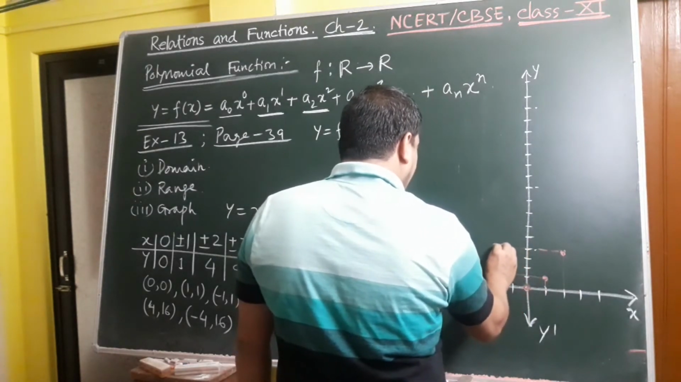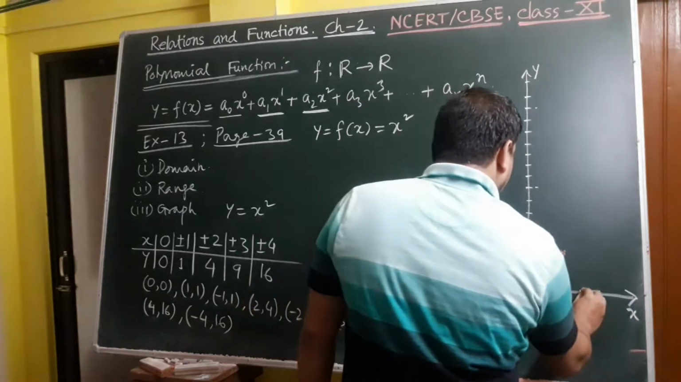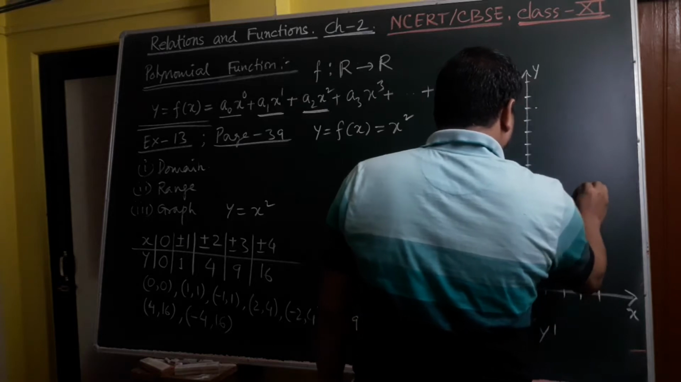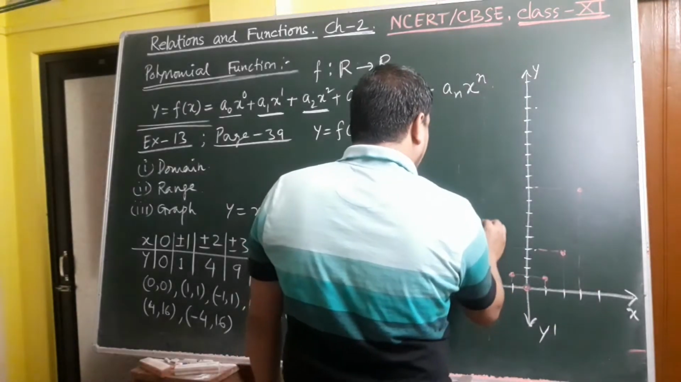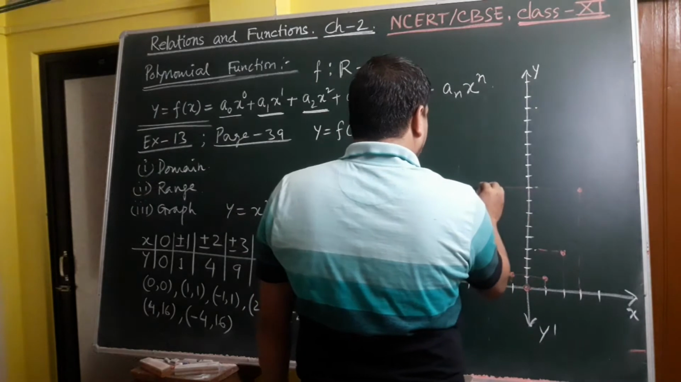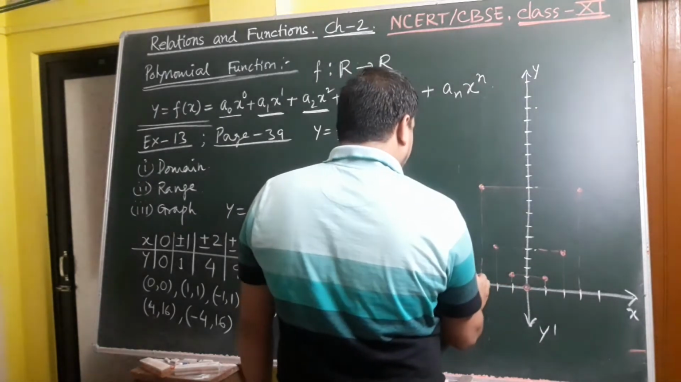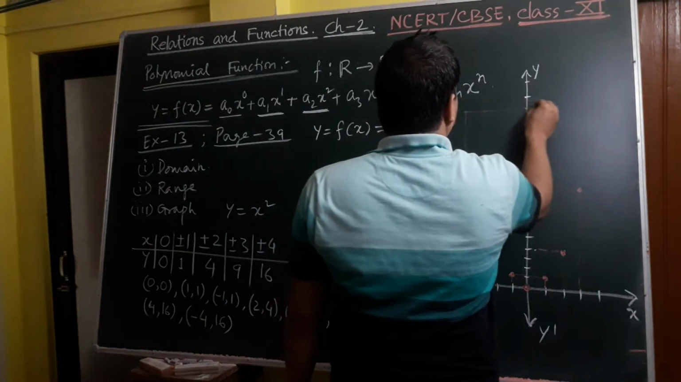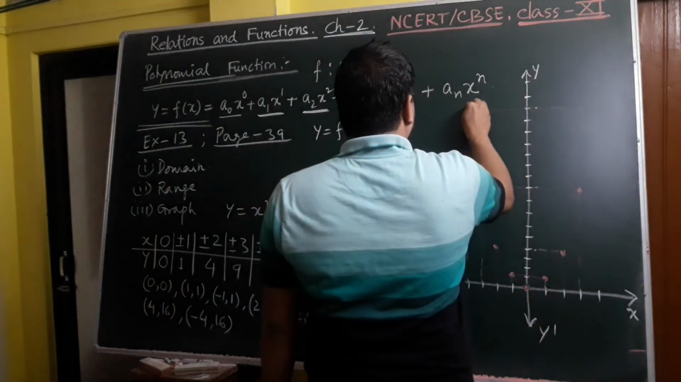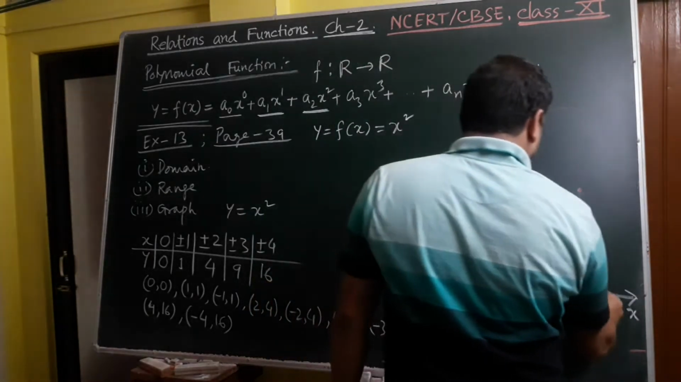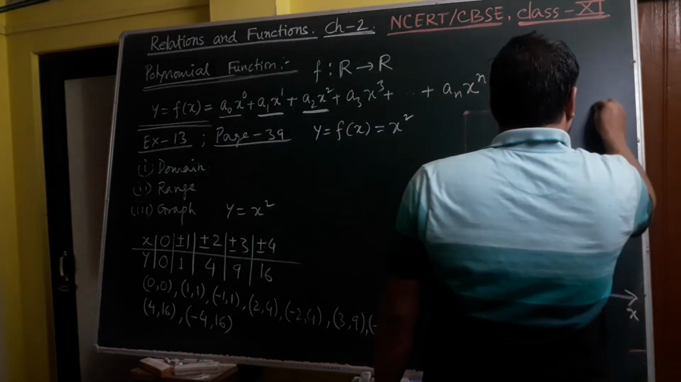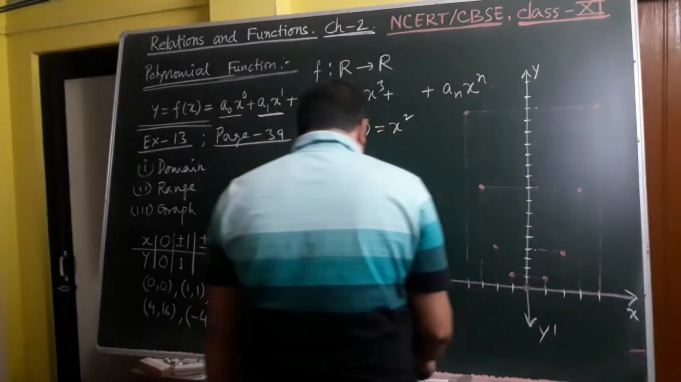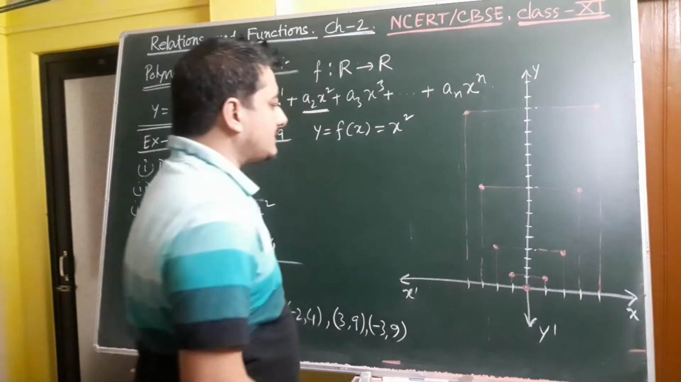so it will be somewhere here, then plus 3, it is 9, so somewhere here, then minus 3 plus 9, so it will be somewhere here, then plus 4 minus 4 16, so it will be somewhere here, then plus 4 16, it will be somewhere here. Now you see, now we shall connect all these points.